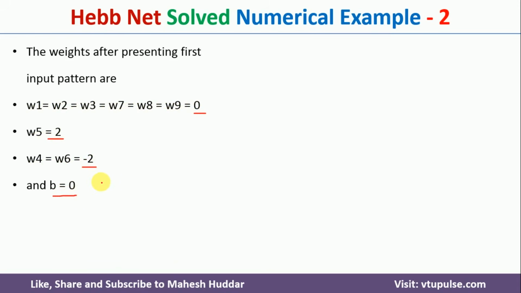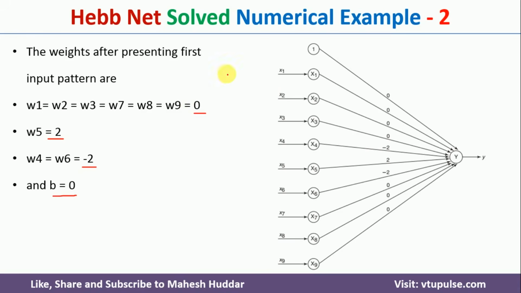Now we need to put this into a network. X1 to X9, the weights are written over here, and the bias weight is written over here. So this is the final Hebb network for the given data set. So in this video I have explained how we can use the Hebb rule to find the Hebb network for the given data set. I hope the concept is clear.